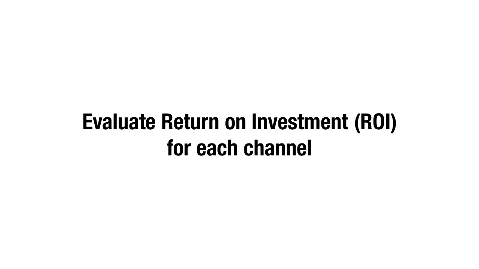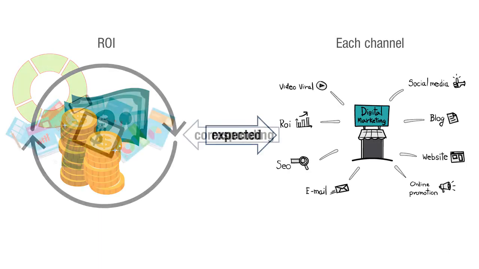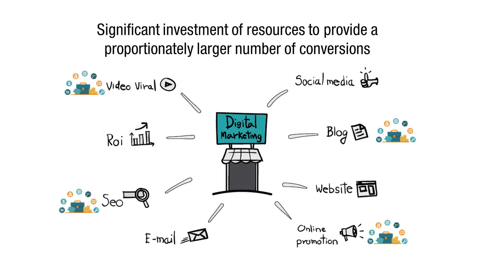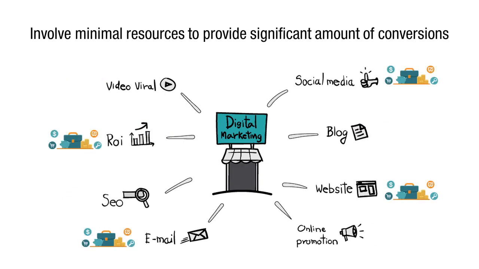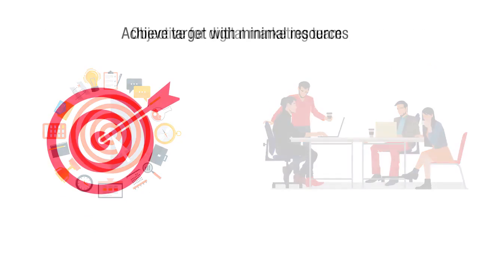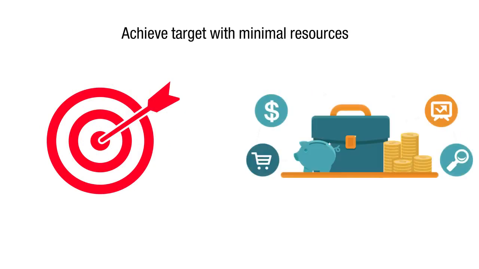Evaluate return on investment for each channel is the second step. This step involves deciding how much return can be expected from each channel and the corresponding investment that needs to be made. Some channels involve a significant investment of resources to provide a proportionately larger number of conversions. Other channels may involve minimal resources to provide a significant amount of conversions. Generally, both types need to be explored. The objective for the digital marketing team should be to achieve its target with minimal resources.